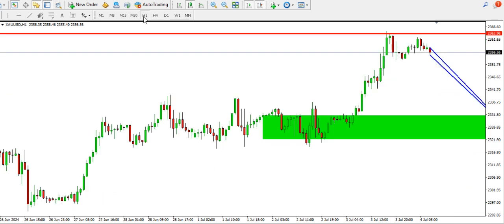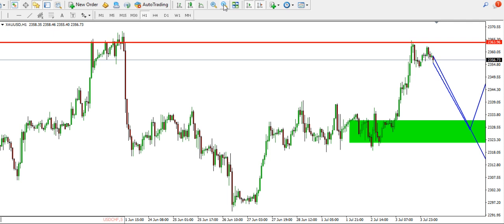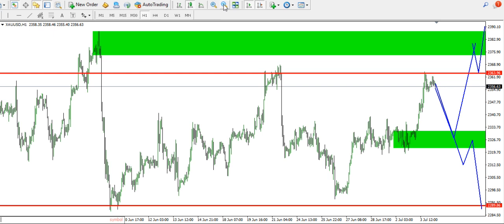Let's take a look at the 1 hour time frame. Let's see what we have on the 1 hour time frame. Price is currently ranging on the 1 hour time frame, but the buyers are creating some kind of scenario.